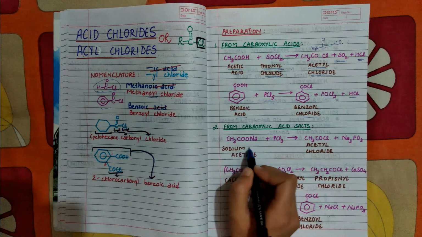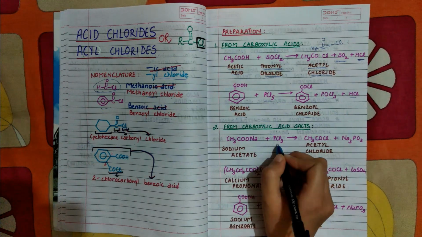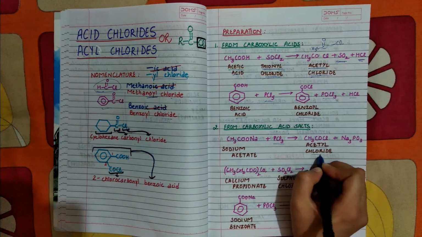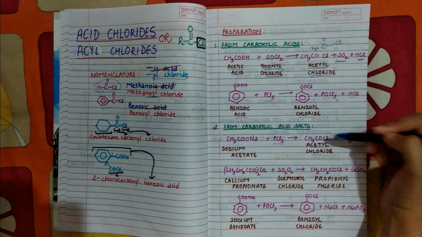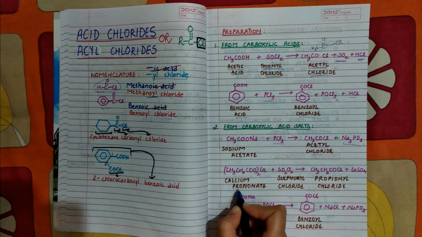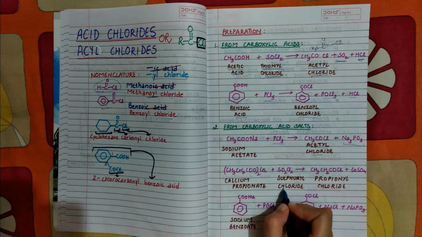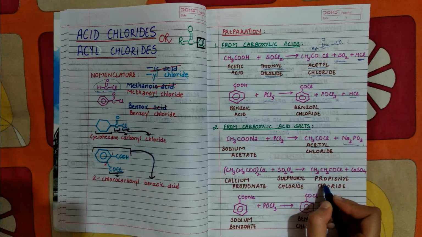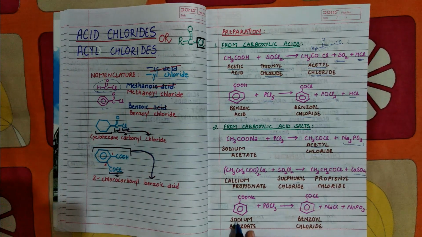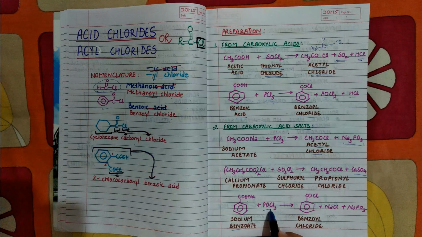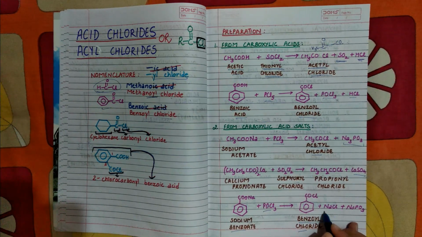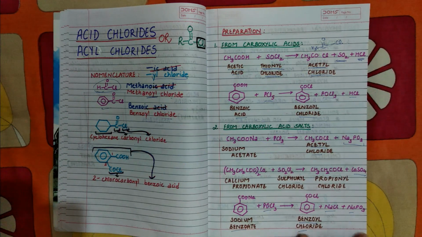We take the sodium salt of acetic acid and react it with PCl3. It forms acetyl chloride, again this one, plus Na3PO3. Calcium propionate with sulfuryl chloride forms propionyl chloride plus calcium sulfate. Sodium benzoate reacted with POCl3 forms benzoyl chloride plus NaCl plus NaPO3.